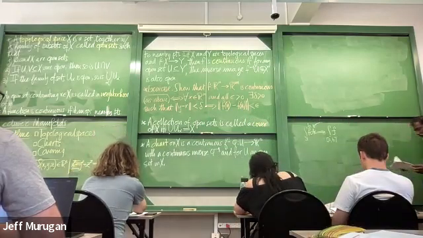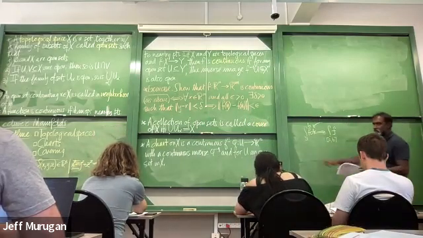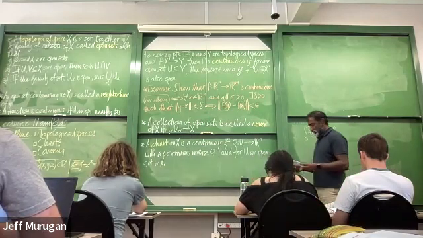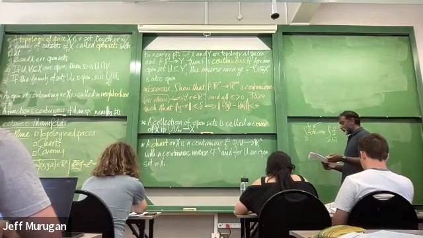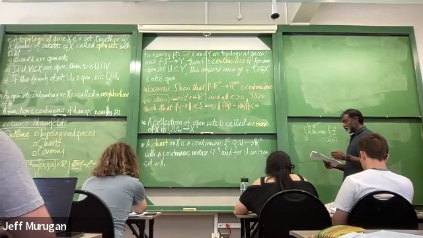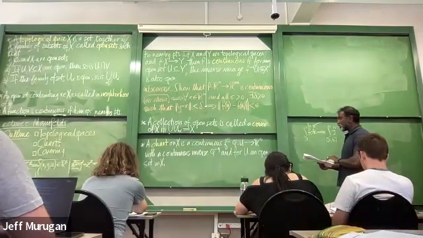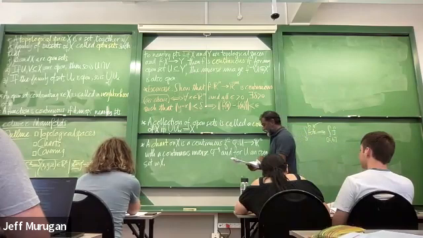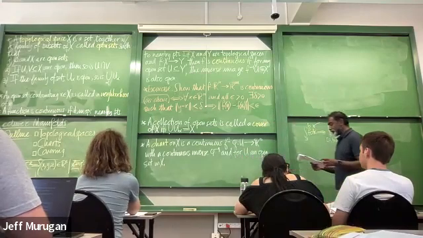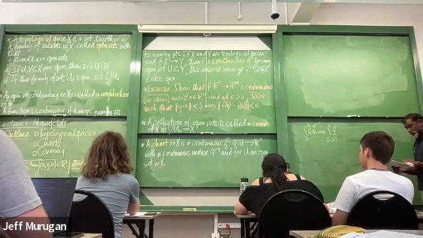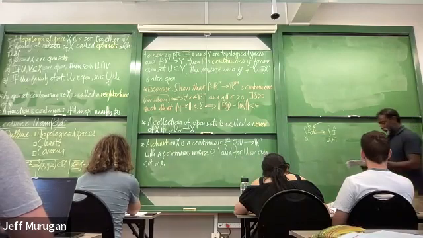So as long as we stay within a particular chart, as long as we stay within U, we can pretend that we are working in R to the n by using the chart phi. So let me give you an example.